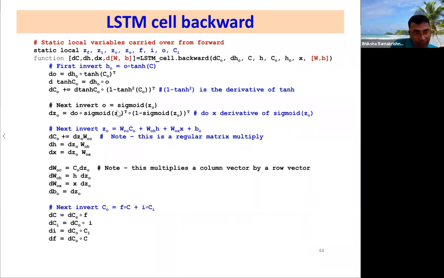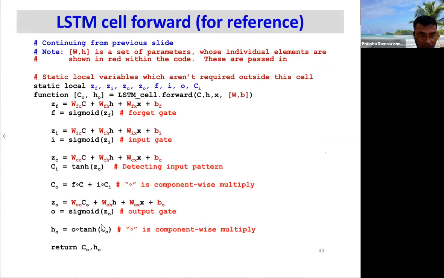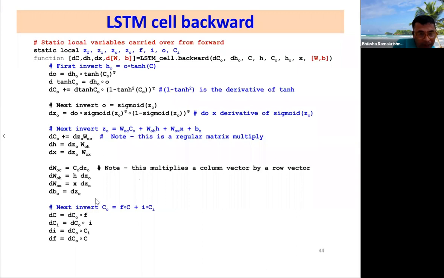So then what was the previous operation? Just before that, the previous operation here was computing O equals sigmoid of ZO, right? So I can invert that. By the time you come here, you should already have DO. DO has been computed here. So I can compute DZO, the output is O here, right? So DZO can be computed as DO times the derivative of the sigmoid.